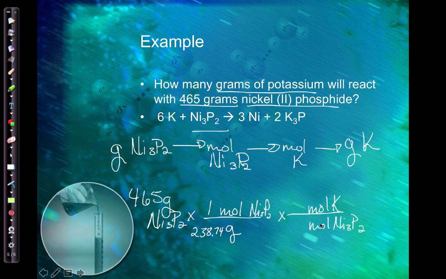So moles on top of moles, I'm going to look at my equation. So there's 6 moles of potassium for every 1 mole of my nickel phosphide. So now I can go to grams of potassium. So 1 mole is equal to 39.09. And now you can go ahead and do your math. Take all the top numbers, multiply those, take all the bottom numbers, multiply those, and then divide at the end.